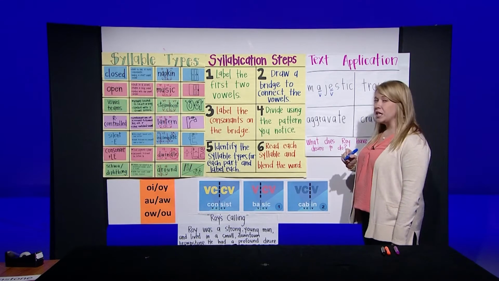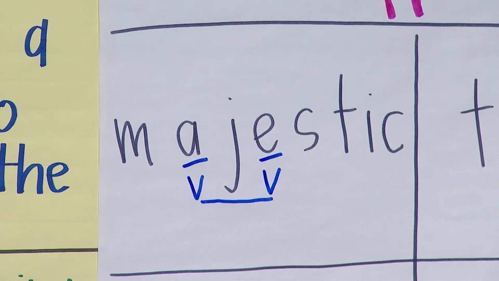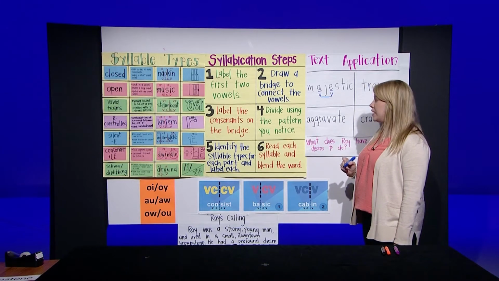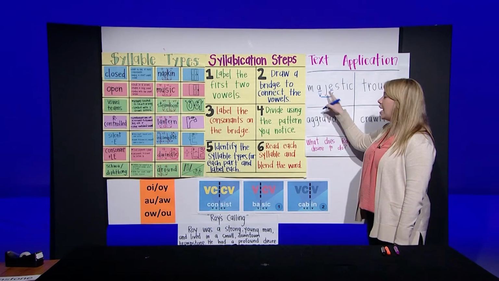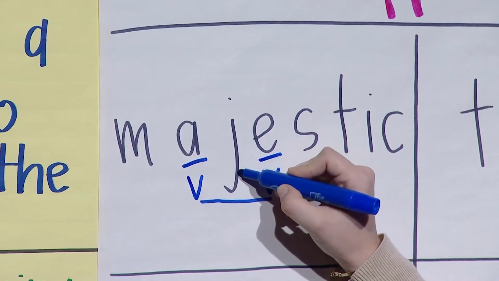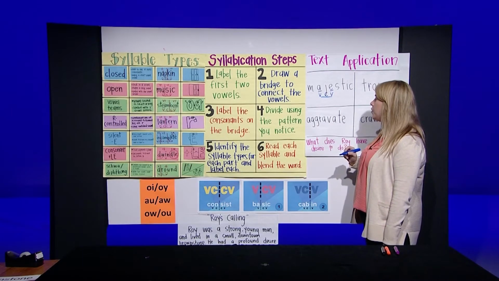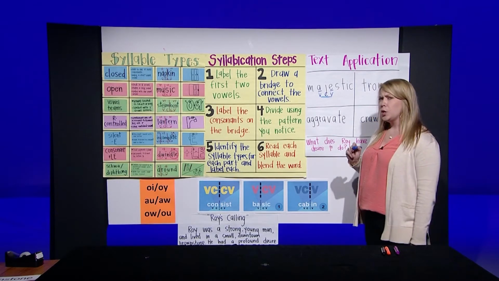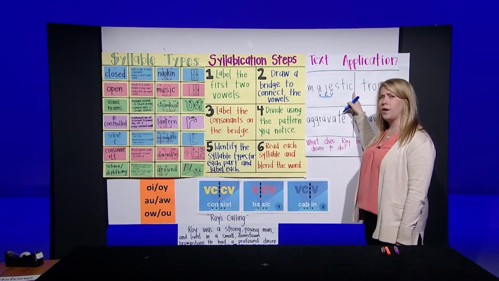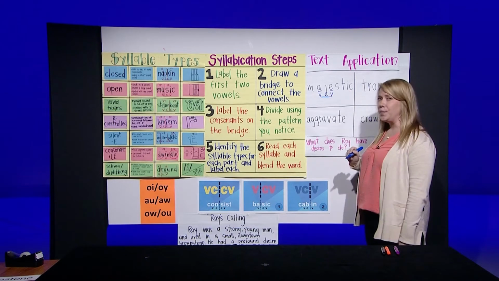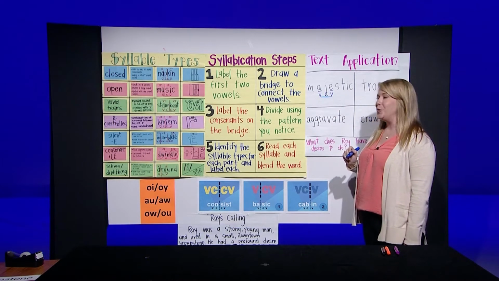I'm going to draw a bridge to connect those vowels. Now step 3 asks me to label the consonants on the bridge. On this bridge, I see consonant J. Now step 4 says divide using the pattern I notice. So before I do that, I want to focus on what I still see at the end of my word. I notice there's another vowel. So we have to go all the way back to step 1 and create a new bridge.